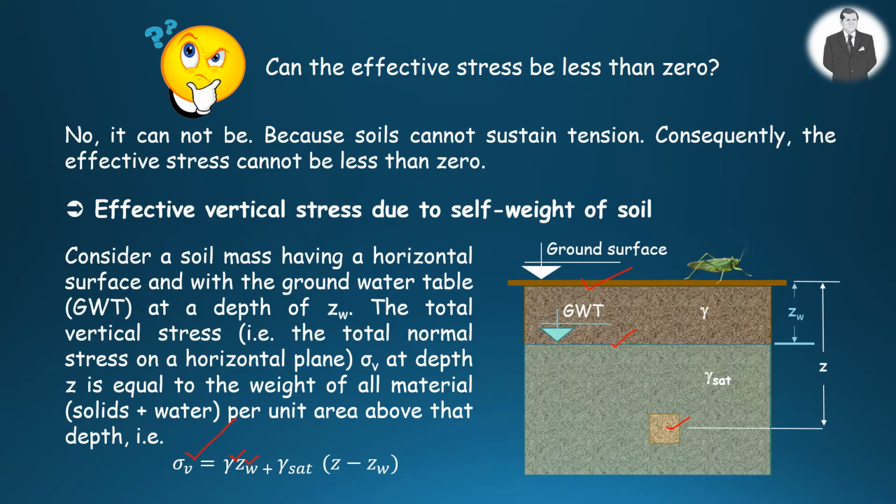Gamma is the unit weight of soil layer above the groundwater table, and Z sub W is the thickness of that layer as shown in the figure, plus the saturated unit weight, which is the unit weight of soil below the groundwater table, times (Z minus Z sub W). Z minus Z sub W is the thickness of the soil layer above the point under consideration.